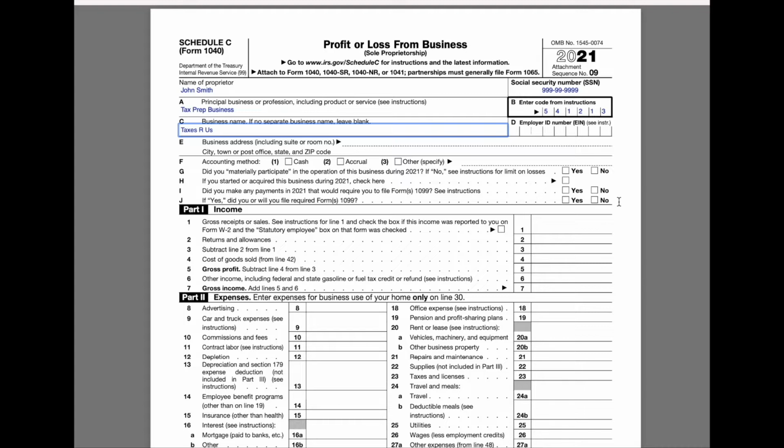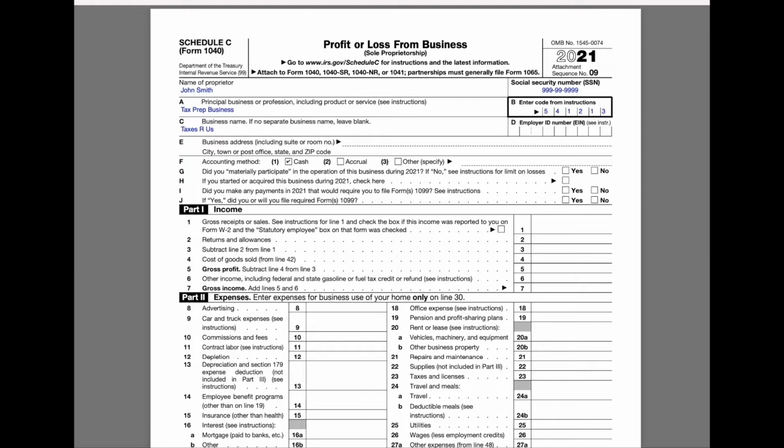If your business has inventory, you generally have to use the accrual method. However, if you're considered a small business taxpayer, you're exempt from this requirement. And the IRS defines a small business taxpayer as one having gross receipts of less than $26 million.